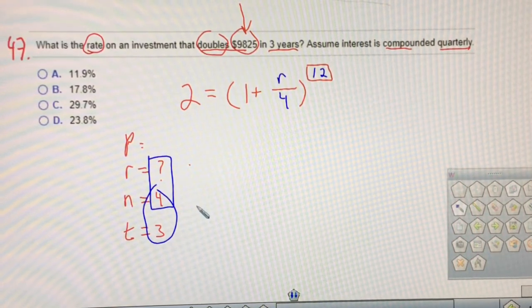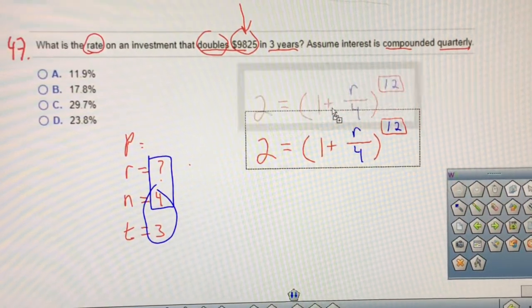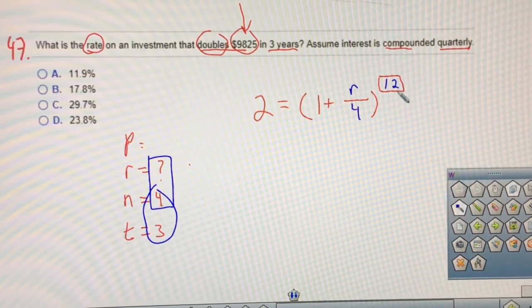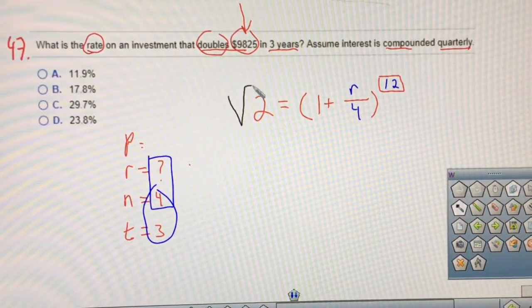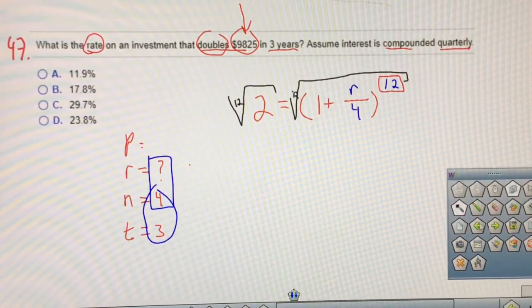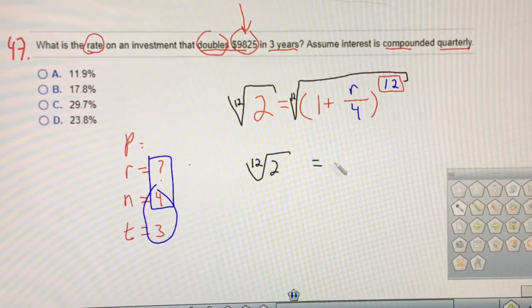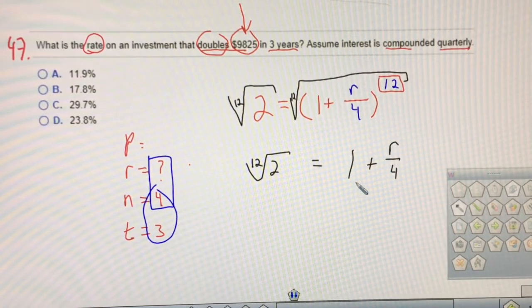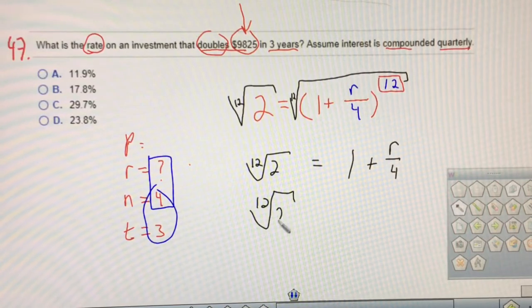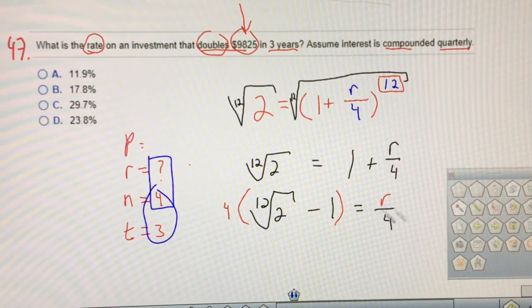So I'm going to start solving this. And how I start to solve that is I use some inverse operators. Not that big of a deal. The opposite of squaring something is square rooting. So to get rid of that 12, I want to 12th root the left side and the 12th root the right side. That little 12th root will get rid of that 12. So that's going to give me the 12th root of 2 equals 1 plus R over 4. Now the opposite of adding 1 is subtracting 1. So that's going to give me the 12th root of 2 minus 1 equals R over 4. The opposite of dividing by 4 is multiplying this whole equation by 4. So that's going to give me 4 times (12th root of 2 minus 1) equals R.